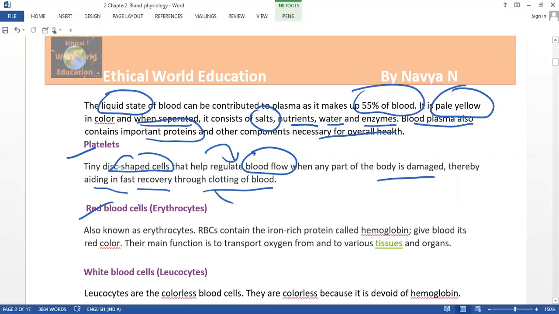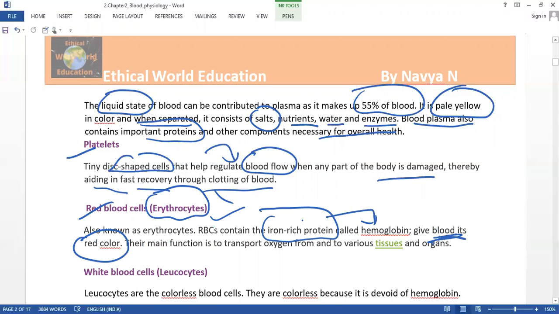And RBC. This RBC is also known as erythrocytes. Here in this RBC, it contains mostly an iron-rich protein that is called hemoglobin. That gives the blood its red color because of the presence of hemoglobin, which is an iron-rich protein. The main function of this is to transport oxygen to and from various tissues and organs.